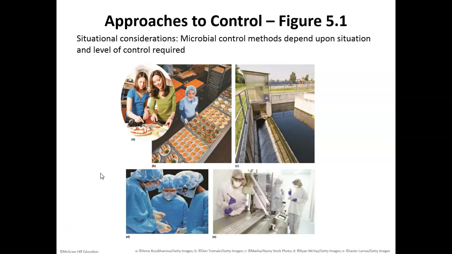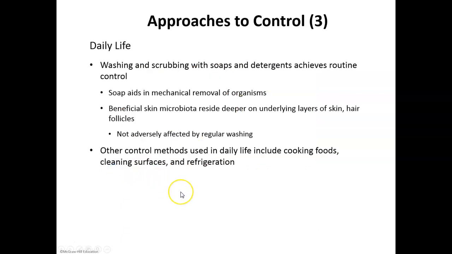Hey everybody, welcome back. We're in the second video for chapter 5, and we're going to talk about situational considerations when we're looking at how we control microbes. So every environment is going to have different situational considerations that we have to take into effect. So if we're at our house, we're going to be doing different things to control microbial growth than if we're at a hospital.